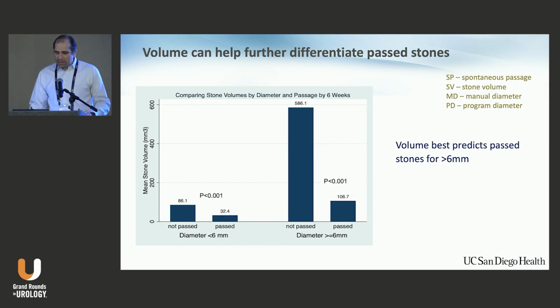So what that would mean is if you see a patient in the ER with a stone of 7 millimeters, adding volume as an additional metric to your analysis will further help you stratify whether they pass it or not. So if you have a 7 millimeter stone that has a very low volume versus a 7 millimeter stone with a high volume, that can be very significant in helping you predict if they're going to pass the stone.